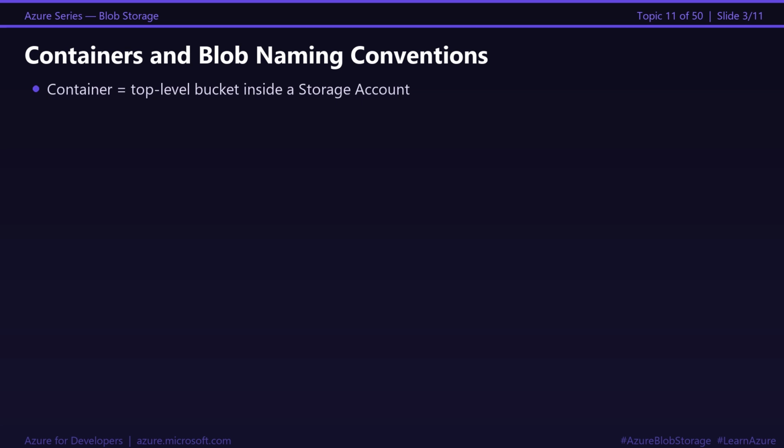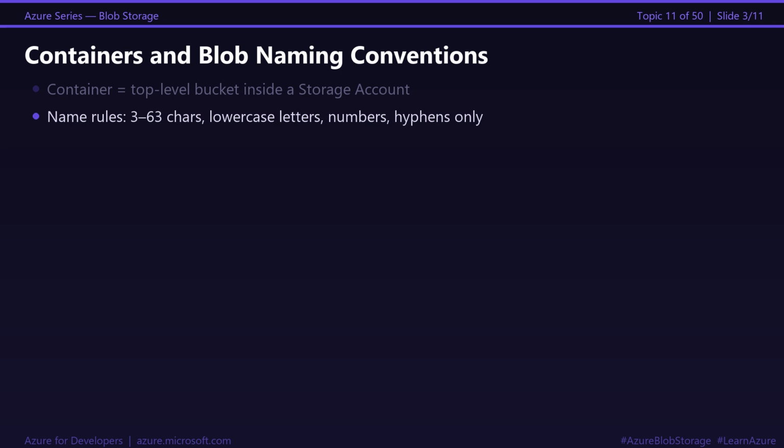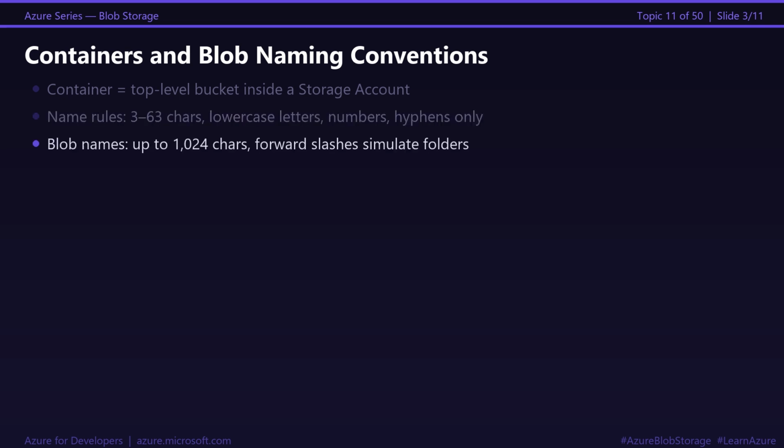Container and blob naming directly affects how you query, organize, and secure your data. Design it wrong up front and you are refactoring it at scale later. Container names follow strict rules: 3 to 63 lowercase characters, letters, numbers, and hyphens only. No uppercase, no underscores, no periods in most contexts. The name must start and end with a letter or number. Your storage account can hold up to 5,000 containers, which is far more than most applications need.